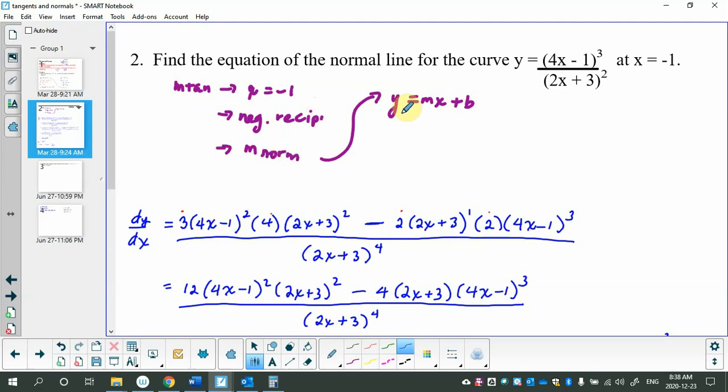mx plus b. So that means I need an x, got it, an m, just finished finding it, and a y. So I don't have a y. So to find the y, I actually have to plug the x back into the y. You can't plug it into y prime, because that's not going to spit out a y. You can't sub it into m norm, because that's not going to spit out a y. You have to sub a value into the y equation to find a y. So it means square brackets again.